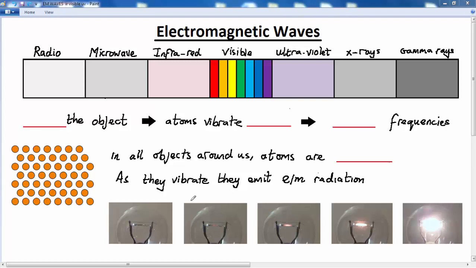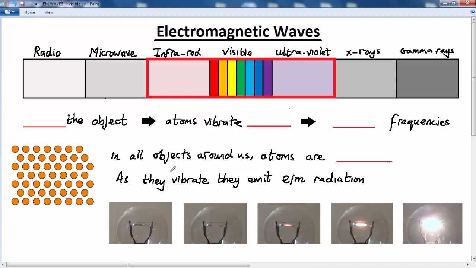In this lesson we're going to continue to look at the electromagnetic spectrum. In the last lessons we looked at radio waves and microwaves, and now we're going to look at infrared, visible and ultraviolet radiation together. Before we do that, we're just going to have a look to see how this type of radiation is produced.